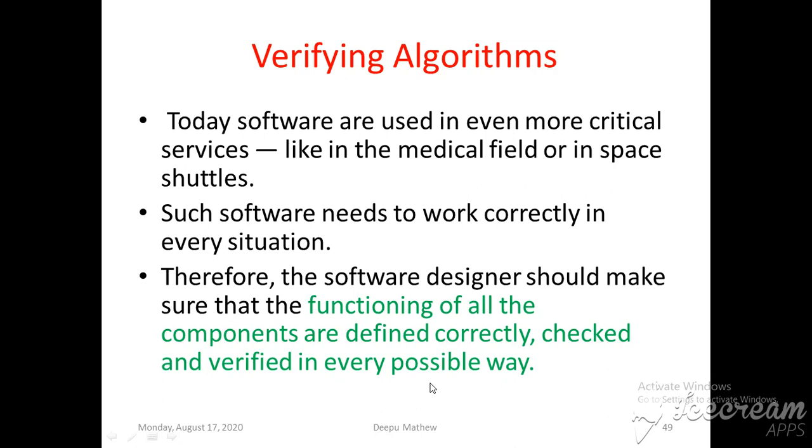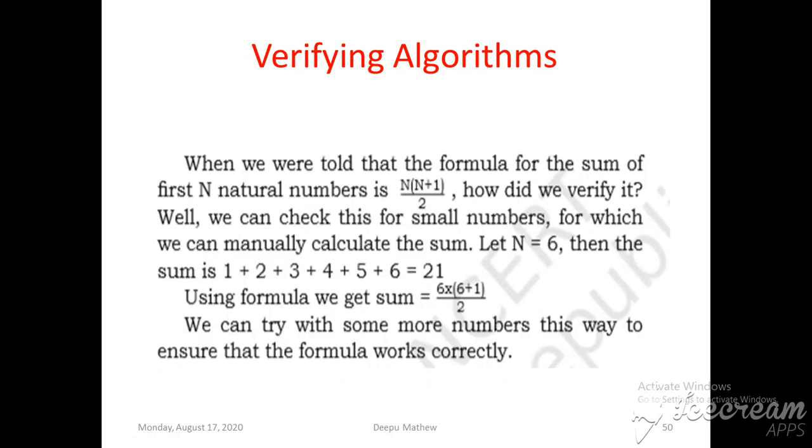In the next slide we can see how an algorithm should work and how we can check it. Here is one example: to find the sum of n natural numbers. We know that the formula for the sum of n natural numbers is n into n plus 1 by 2. Manually we can check by taking any value of n, like n equal to 6. Then the sum becomes 1 plus 2 plus 3 plus 4 plus 5 plus 6, which is equal to 21.